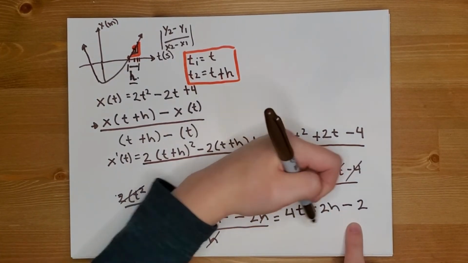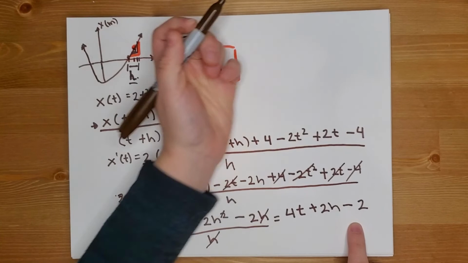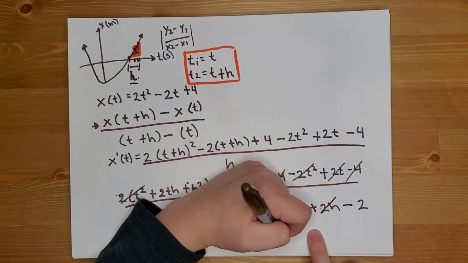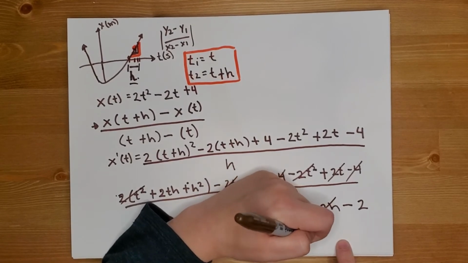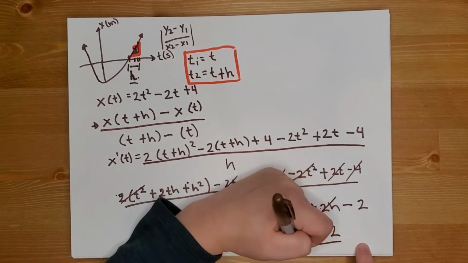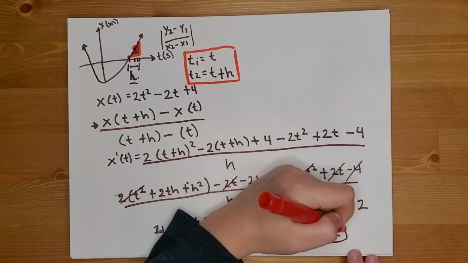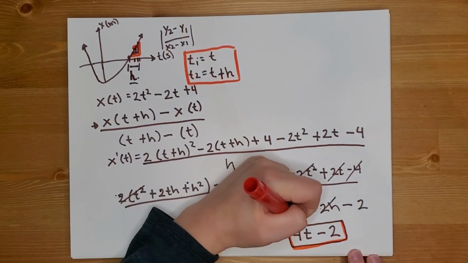If we want to make that h equal to 0, then we still get an equation here, right? Because that's the only term that goes to 0. Everything else is just 4t minus 2. That is my velocity equation.